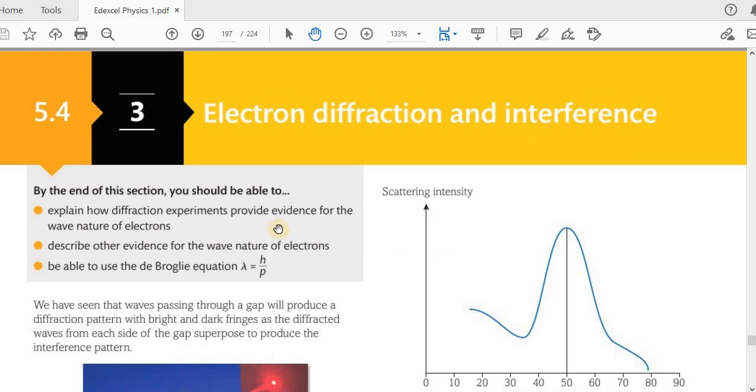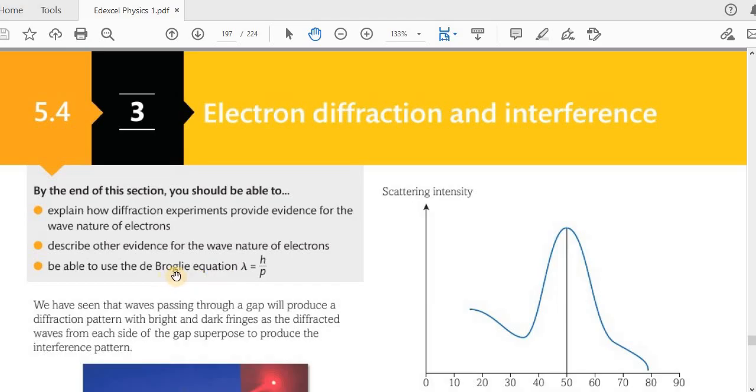By the end of this section, you should be able to explain how diffraction experiments provide evidence for the wave nature of electrons. So this is what you will learn. Describe other evidence for the wave nature of electrons. So we will see, be able to use the de Broglie equation.